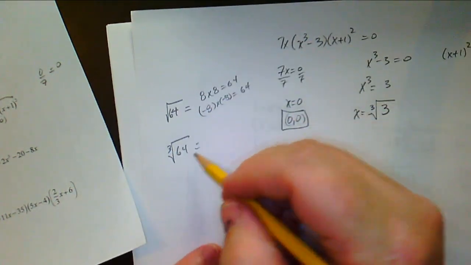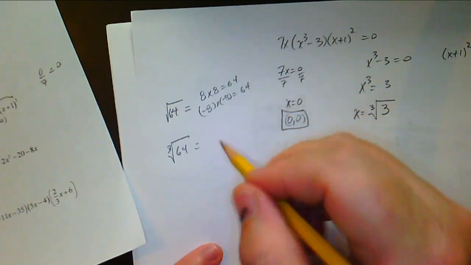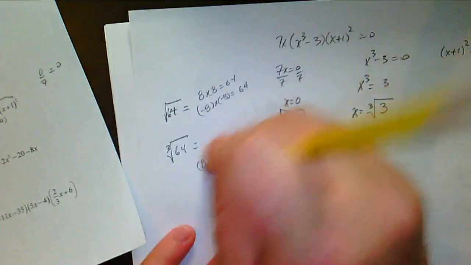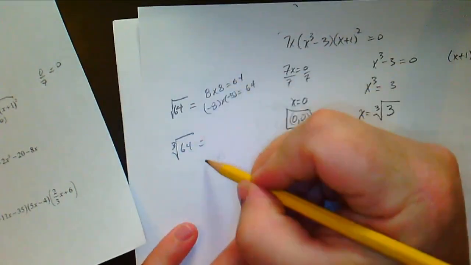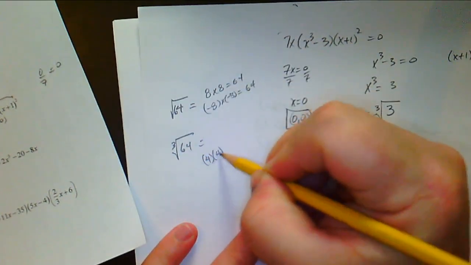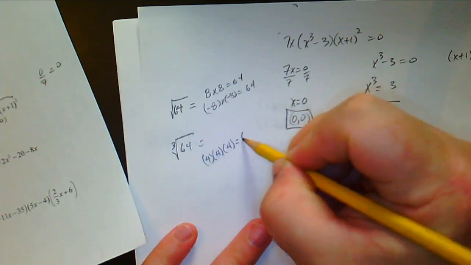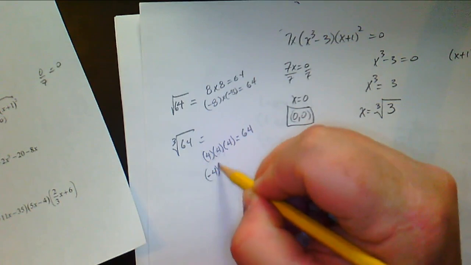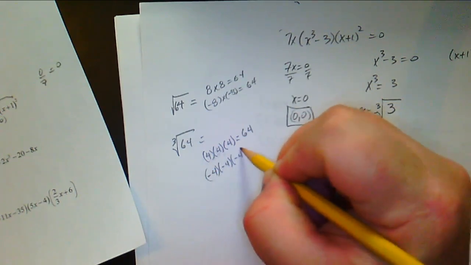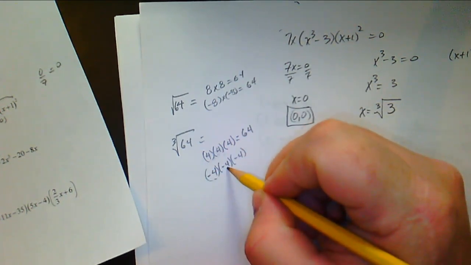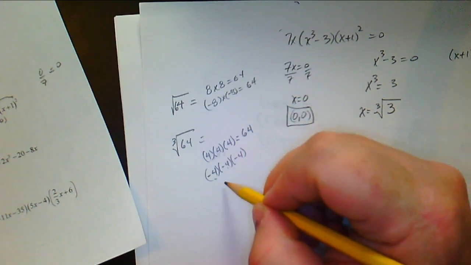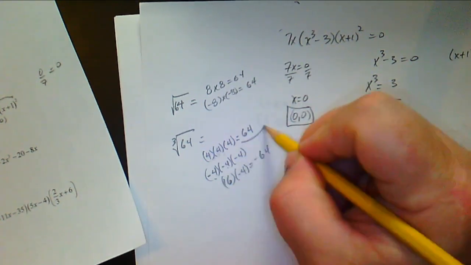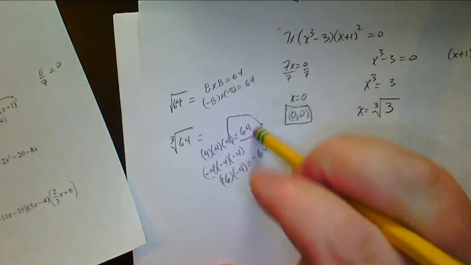But what number times itself 3 times is 64? Well, 4 times 4 is 16, times 4 again is 64. But check this out. The negatives don't work, because a negative times a negative is positive. So this is a positive 16 times a negative 4 makes a negative 64. There's only one answer.